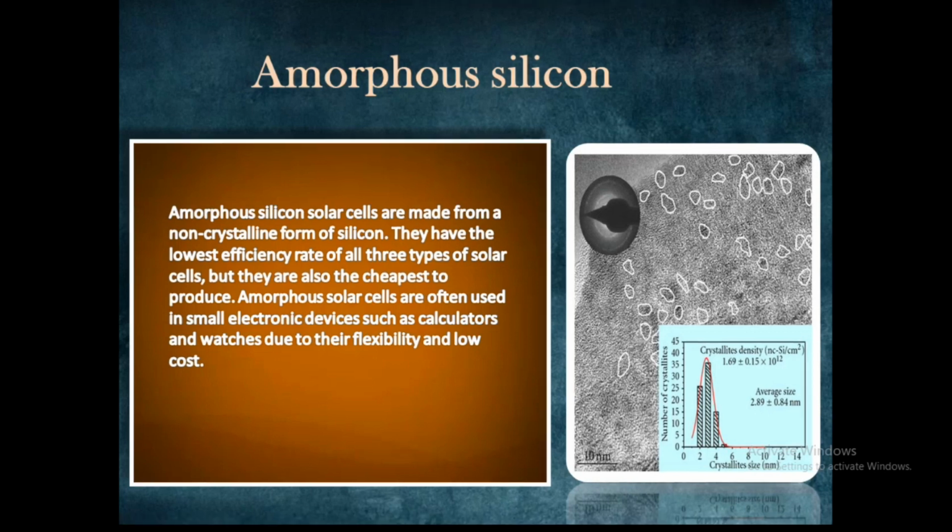The amorphous solar cells are often used in smaller electronic devices such as calculators and watches due to their flexibility and low cost. Since it is low cost and flexible, we can use it anywhere, such as small electronic devices, calculators and watches, and small electronic items for gaming. They all use amorphous solar cells.